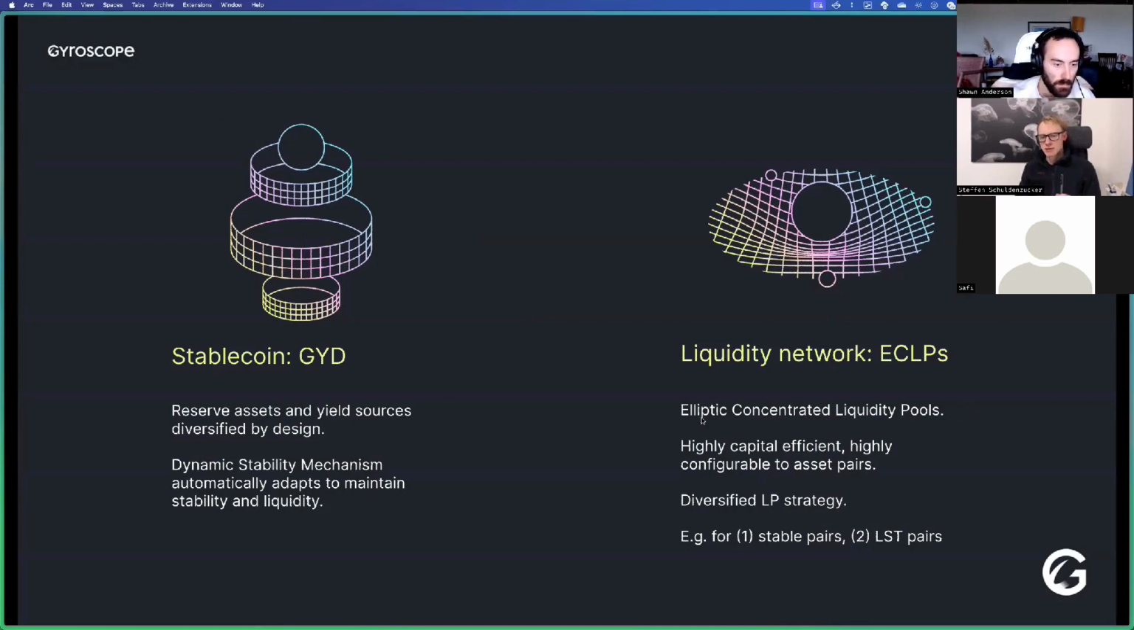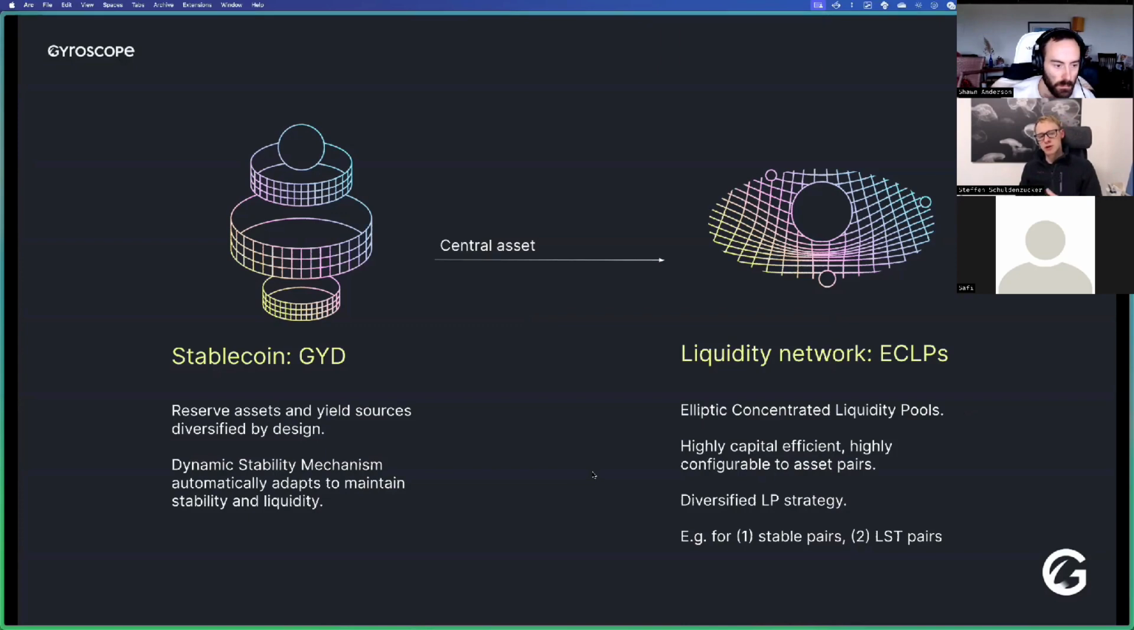The elliptic in there, people always say, oh, it's like elliptic curve cryptography, right? No, it's because we use an ellipse model. It's like a geometric thing. And the reason we made it is we wanted to have very capital efficient and very configurable pools. So basically, this gives you a distribution of liquidity that you can adjust very finely to the assets that are involved. And now these two components help each other out in different ways.